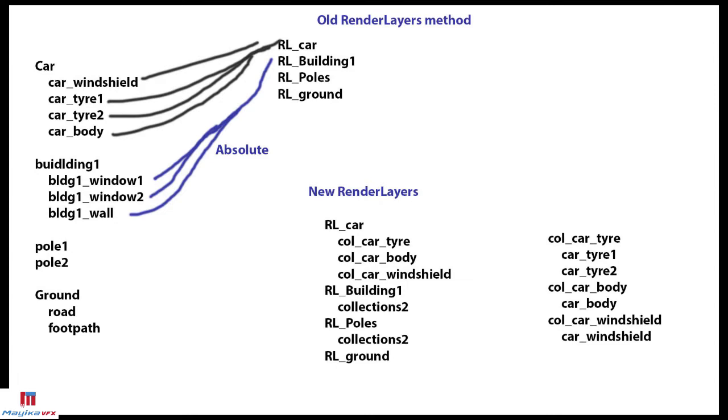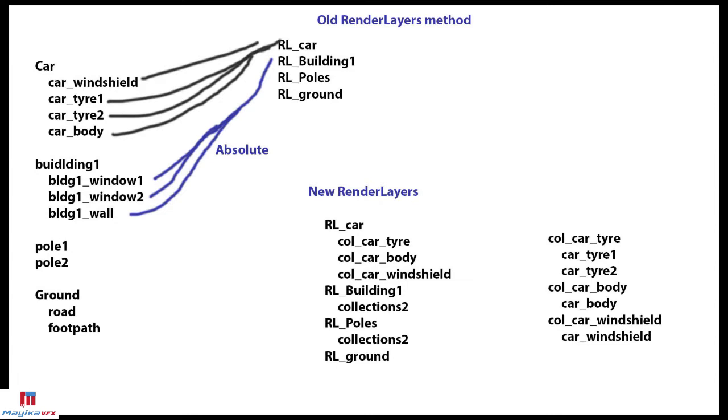But in the new method, it is very flexible and easy to reuse. The current method is based on collections. So we can create different collections based on our requirements per sequence, and we can save all of them. And those can be reused in different shots without recreating anything. Here I have created a collection car tire which has all the tires. Similarly, a collection of car body and windshield, etc.